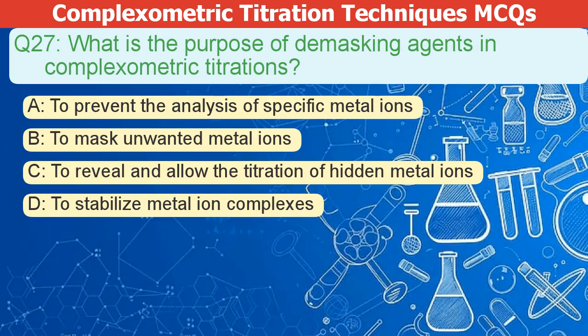What is the purpose of demasking agents in complexometric titrations? A. To prevent the analysis of specific metal ions. B. To mask unwanted metal ions. C. To reveal and allow the titration of hidden metal ions. D. To stabilize metal ion complexes.